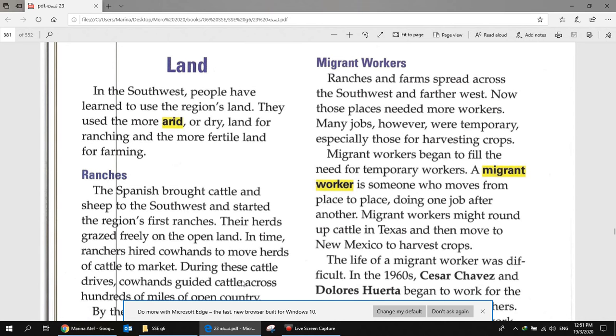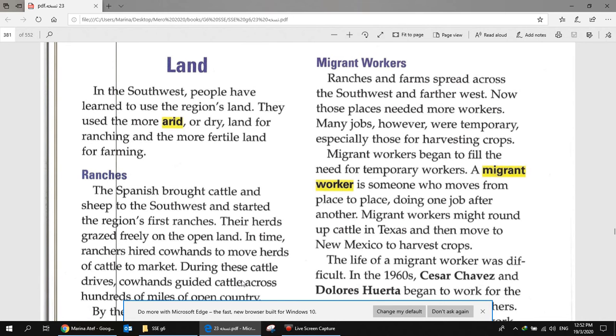Okay, migrant workers. The ranches and farms spread across the Southwest and farther west. Now these places needed more workers, so workers came from other places. Migrant, it is from immigration, or migration. It means when someone leaves his country or his place to go to another place to have another job or to have a better opportunity. So migrant workers began to fill the need for temporary workers. A migrant worker is someone who moves from place to place. This is the second word.